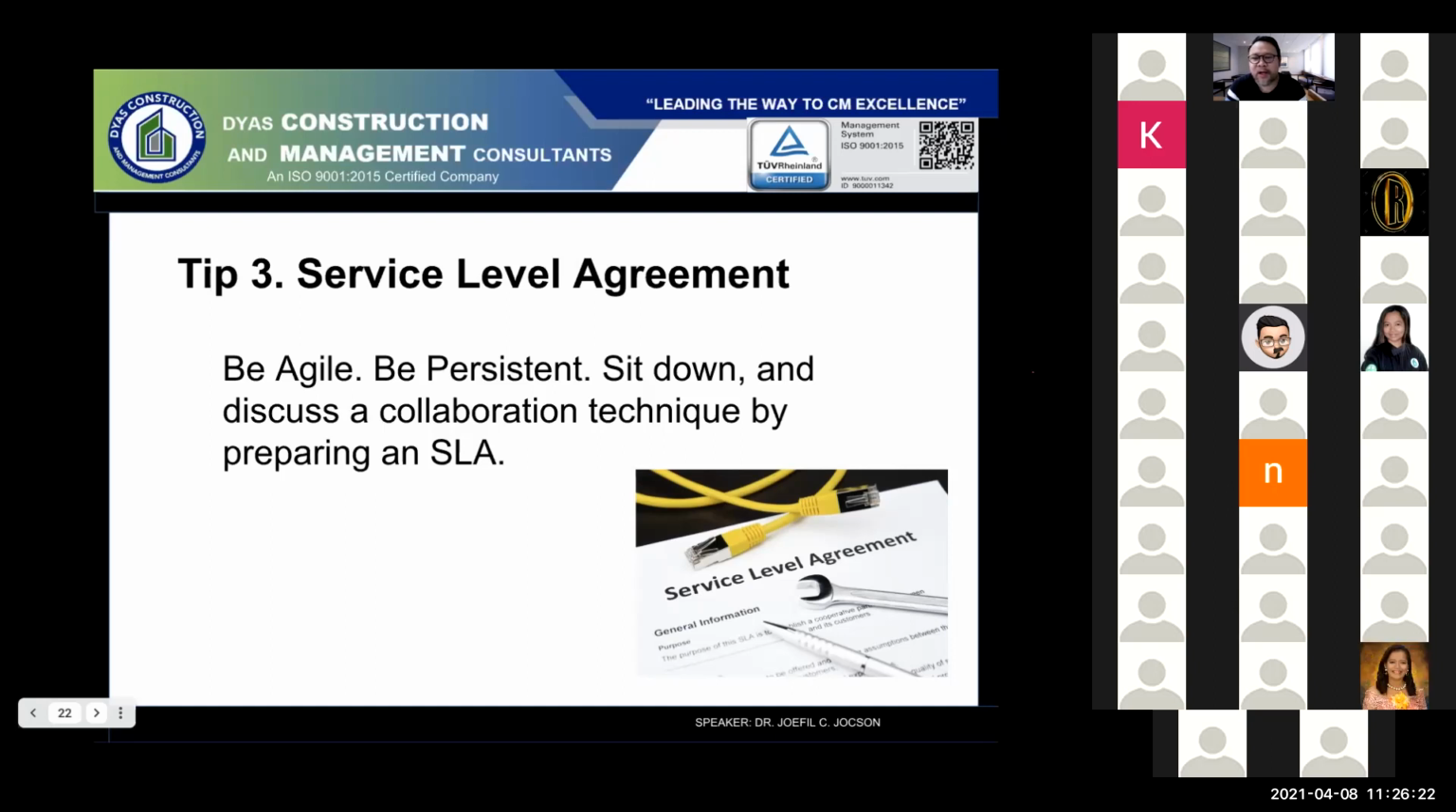Ano nangyari sa RFI namin? Yung service level agreement natin na 5 days hindi na nasunod. Pang 7 days na sir, madidelay kami nito. And that would be your document for time extension. No? Pwede ka mag-time extension dyan kasi that RFI is the cause of delay.